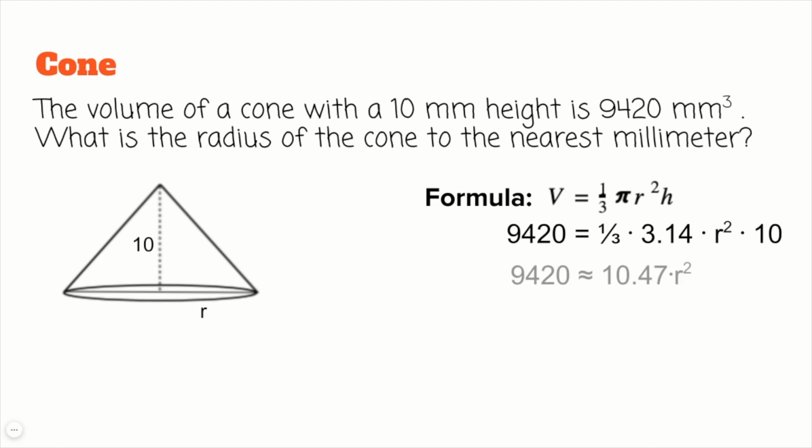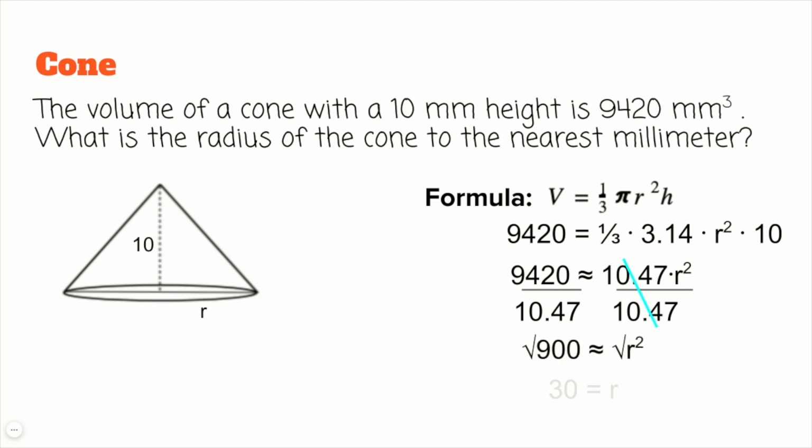I'm going to multiply all the numbers together on the right, and I get approximately 10.47. So you'll notice I changed the equal sign to the approximate symbol so that I know that I'm rounding at this point. Next, I'm going to divide both sides by 10.47. They'll cancel out on the right. And when I divide on the left-hand side, I get 900 to be r squared. So I need to undo my square by taking the square root. So I'm going to square root 900, and my radius is 30.